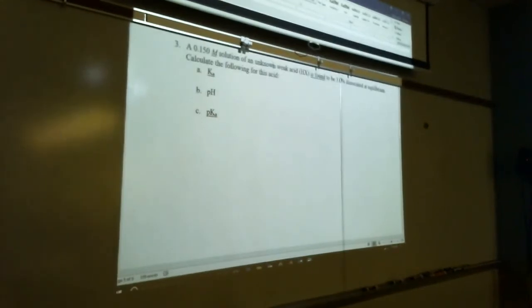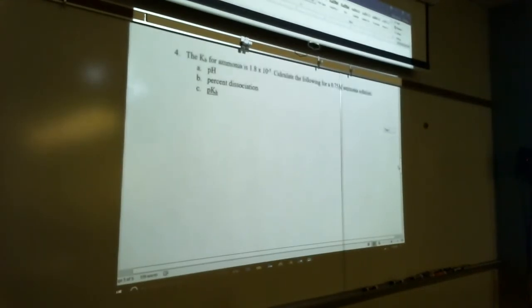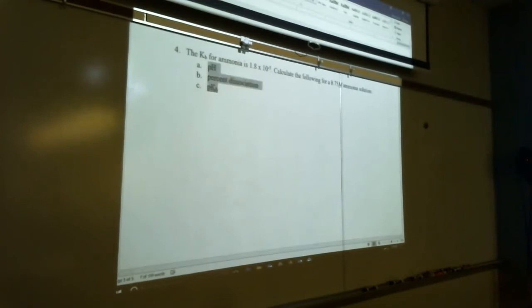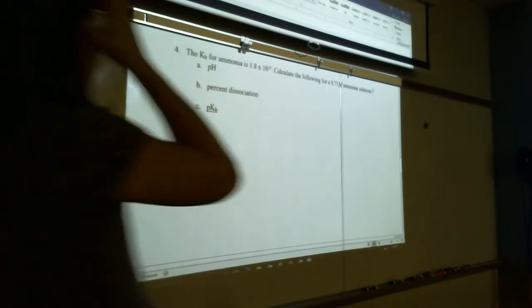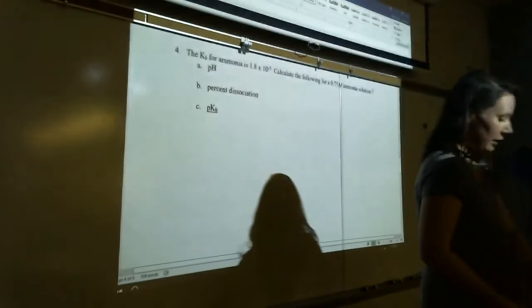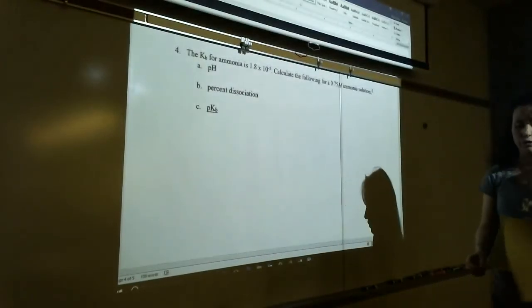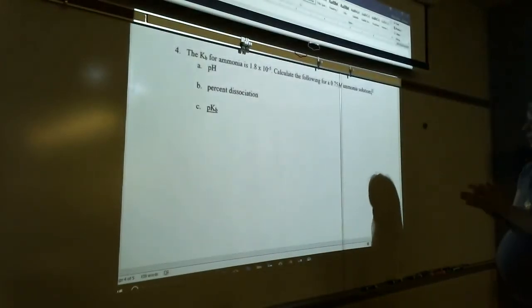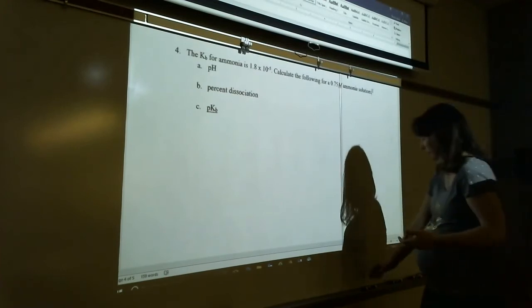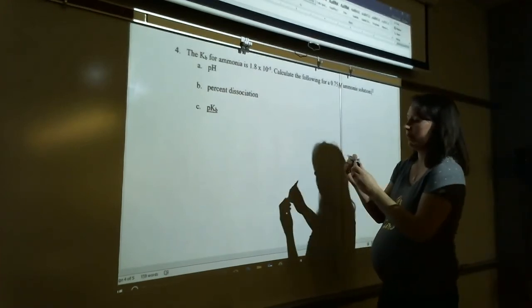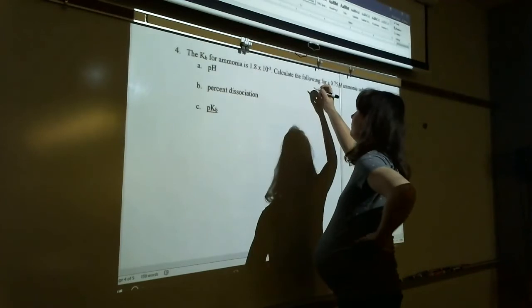Let's go to number 4. Switching gears here, now we're looking at a base. Let's give myself more room to write here. So now we're dealing with a base, right? Because ammonia is a base. And so our dissociation equation is going to be different, right? Because when we look at a base, we have to treat it differently. So ammonia is NH3, right?